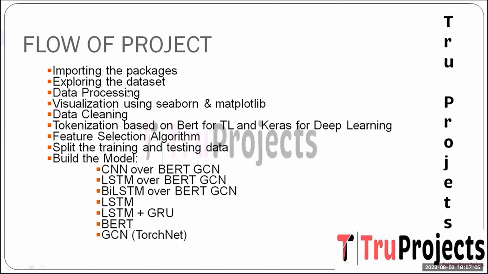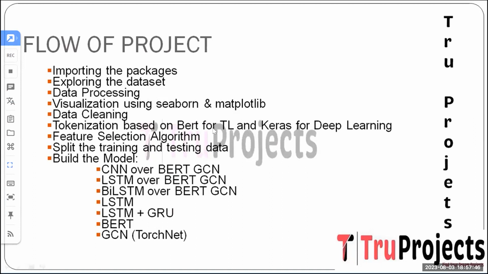And the next step is data processing. Raw data is pre-processed to ensure consistency and usability. This includes tasks like text cleaning, lower casing, and removing special characters or stop words. And the next step is visualization using Seaborn and Matplotlib. Visualizations are generated using Python libraries like Seaborn and Matplotlib to provide graphical representation of data distribution, relationships, and trends. And the next one is data cleaning. Further cleaning steps are undertaken to handle missing values, anomalies, and inconsistencies in the dataset, ensuring high quality input for the subsequent stages.